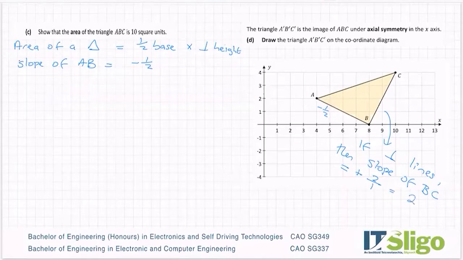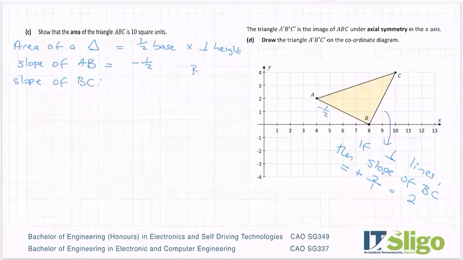So that's a slope of 2. So if these are perpendicular lines, I should get a slope of 2 for BC, okay? And therefore, I can then use this formula, okay? So let's get the slope of BC and see do we get 2.